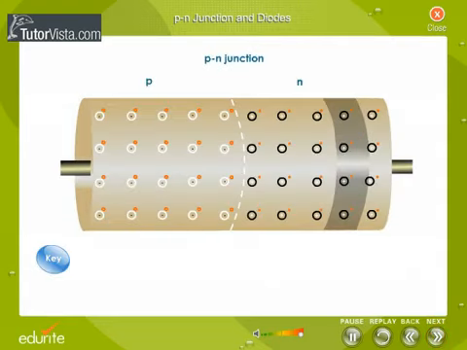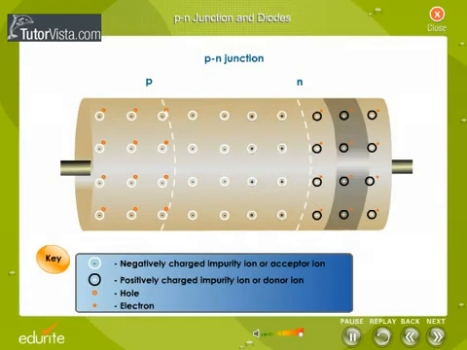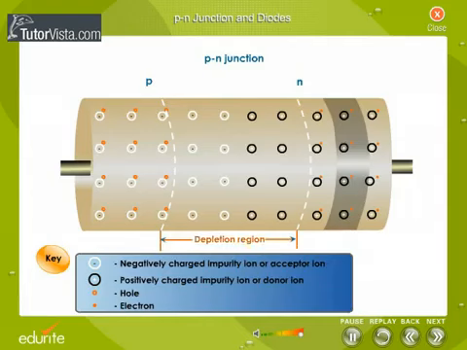PN junction. As soon as a PN junction is formed, electrons from N-type material and holes from P-type material diffuse into P-type and N-type material respectively. The electrons and holes diffusing towards each other combine near the junction. Each recombination eliminates an electron and a hole. As a result, the positive donor ions in the N region and the negative acceptor ions in the P region are left uncompensated, and this region forms the depletion region.